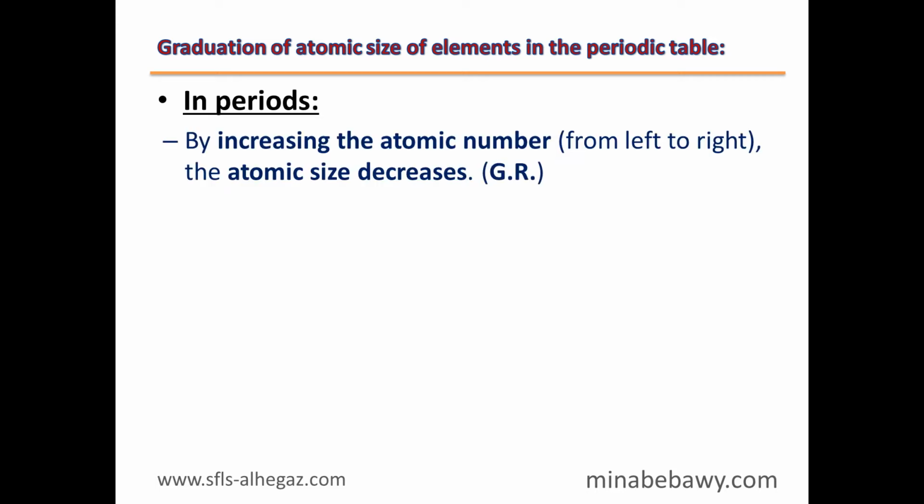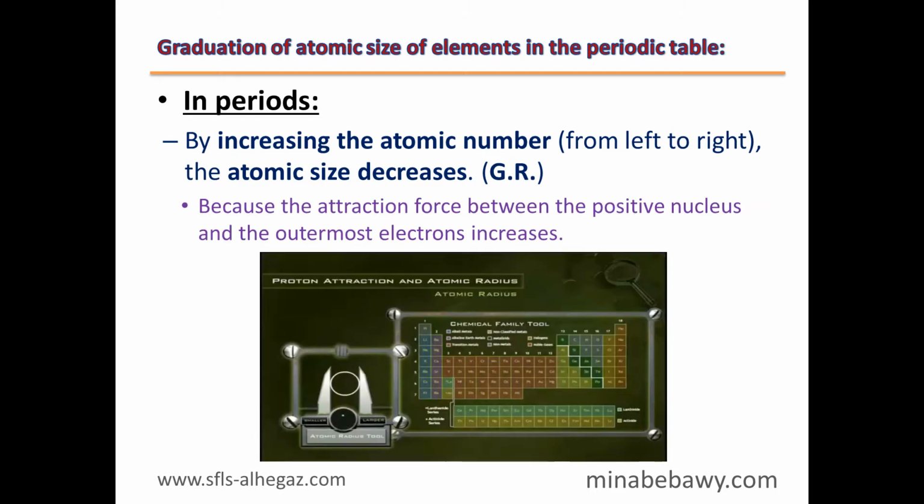In periods, by increasing the atomic number from left to right, the atomic size decreases. This is a give reason question. By increasing the atomic number from left to right, the atomic size decreases, because the attraction force between the positive nucleus and the outermost electrons increases.